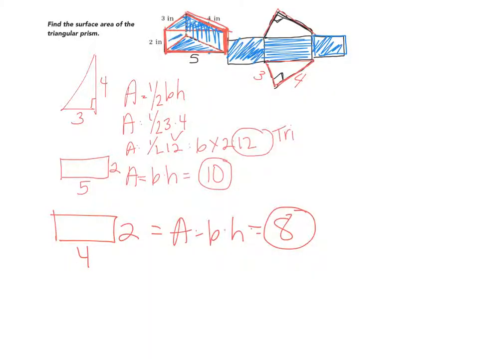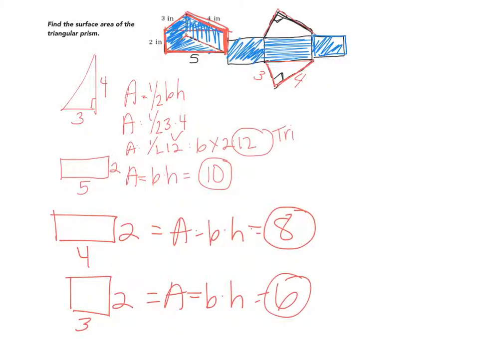And let's find our last rectangle over here. So now we're looking at this back side of the rectangle, which is going to be 3 across the top and 2 tall. So I keep shrinking each time. And again, we're going to use base times height as our formula, which is going to give us 6.